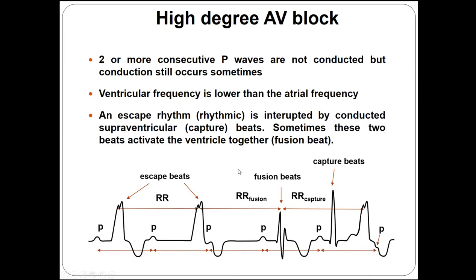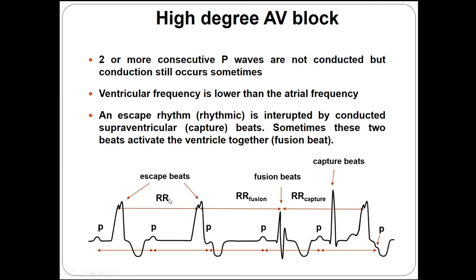Now, there's a chance that the ventricle is sometimes activated simultaneously from the escape center and the supraventricular conduction, and this is why we do have a fusion beat. It means that from the atrium the charge comes, plus from the ectopic center, and both activate the ventricle at the same time. For sure, this comes in time. So the RR of an escape rhythm is the same as the RR of a fusion. But the RR of a capture is different. This is how you can distinguish between these.